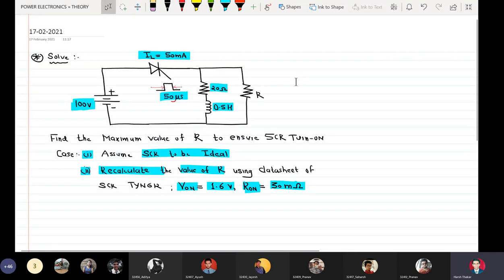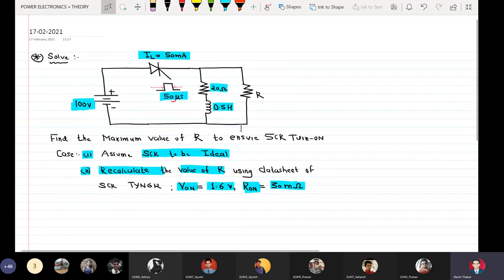So here the details which are given in the numerical are: the battery voltage is 100 volt. The latching current of the SCR is given as 50 milliampere, and a firing pulse of duration 50 microsecond is applied to the gate terminal. The load is a parallel combination of two branches. The first branch has 20 ohm in series with 0.5 Henry, and this series combination is shunted by a value of R whose value is not known, and we are expected to find the value of R such that the SCR will be turned on or latched.